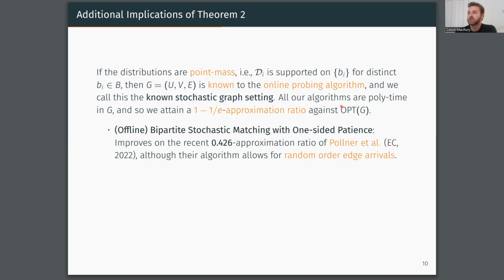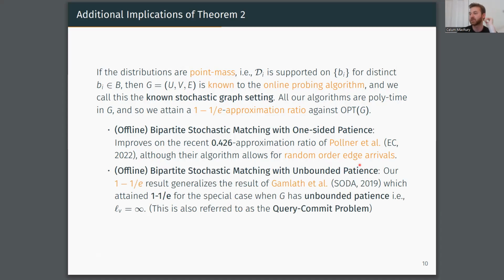This offline bipartite matching problem has been studied a fair amount, and our 1 minus 1/e result improves on a recent 0.426 approximation ratio from EC 2022. However, the caveat is that the algorithm in this paper allows for random order edge arrivals, whereas ours requires the online vertices to arrive in random order.